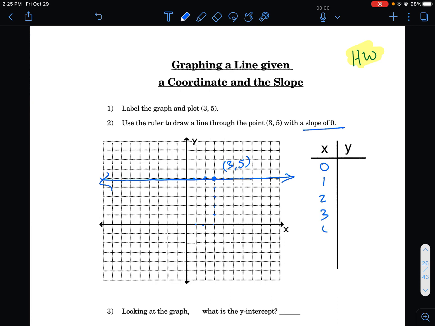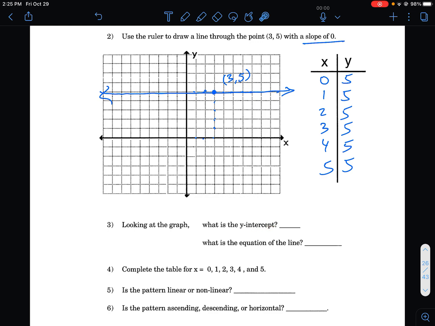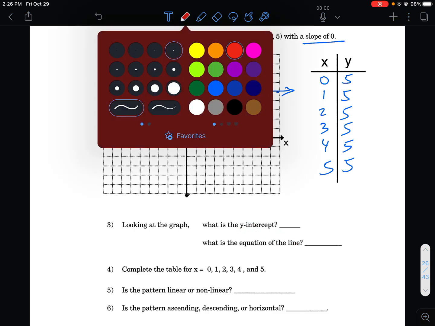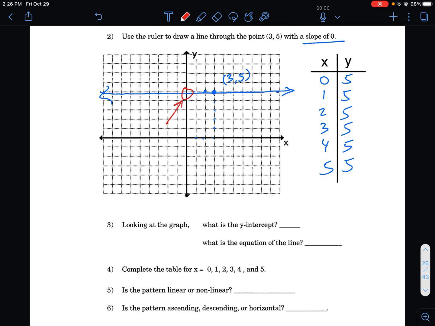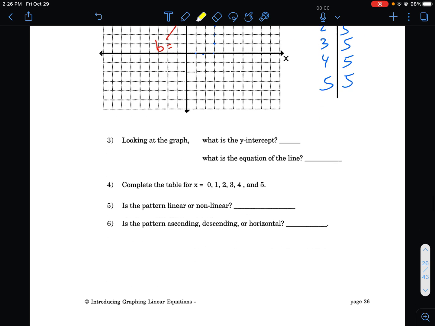So if I filled out the table, when x is 0, y is 5. When x is 1, y is also 5. And when x is 2, y is also 5. So it's basically going to be 5s all the way down. Go ahead and use this information to write your y-intercept and the equation of the line. Remember, the y-intercept is where this line touches the y-axis. Or you can also know, hey, that's a y-intercept. It's whenever x is 0. What does y equal? All right, let's go to the next one.